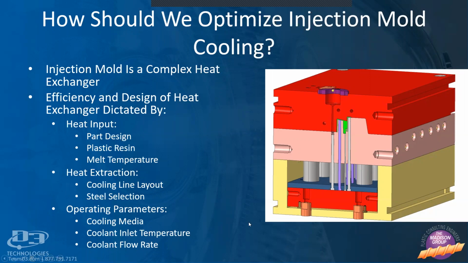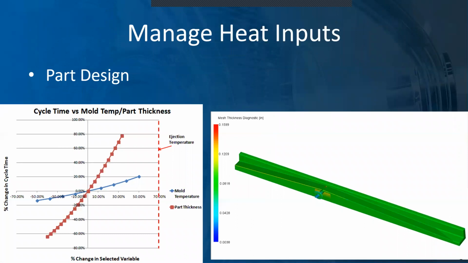So you can see, just like before on plastic part design, many interrelated components that we have to consider holistically in order to optimize our mold cooling, which makes it ideal for simulation in packages like Moldflow. Again, focusing on part design, we want thinner wall sections to manage that heat, put less heat into our part so we can get quicker cycle times.